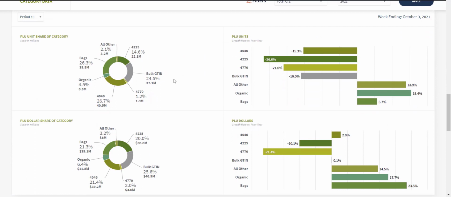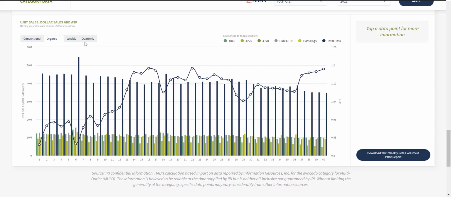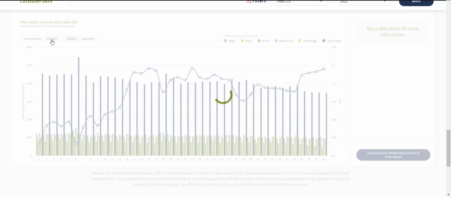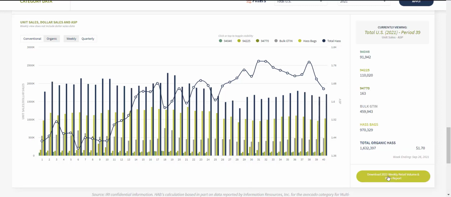Below, and in this next section, is the PLU comparison section, where you can get an overview of how each PLU or the organics and bags are performing by units and dollars, and at the store level in 4-week periods that are updated every month. The last section provides even more detail. This is a weekly overview of total sales performance by PLU or bags, and you can separately view the organic avocados performance under the same breakdown. To see the figures, just click on a data point, and to download the data, just click on the designated button.